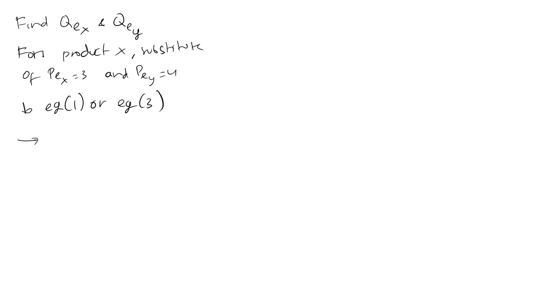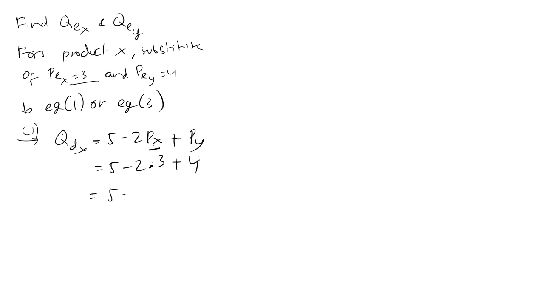Okay, then 1. QDX is 5 minus 2Px plus Py. 5 minus 2Px is 3 times 3 plus PEy is 4. So 5 minus 6 plus 4 is 3. Okay.